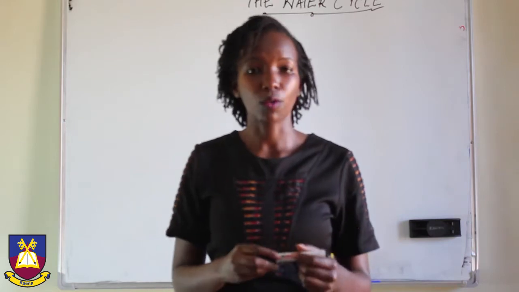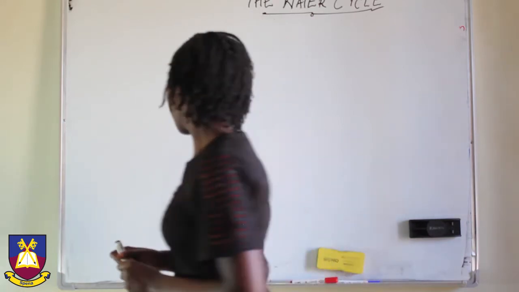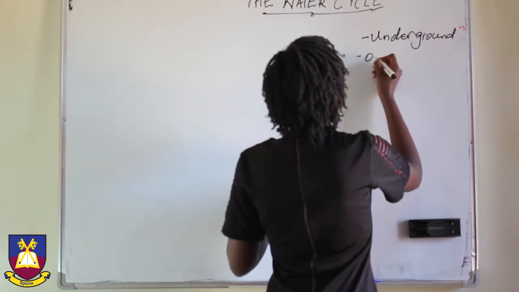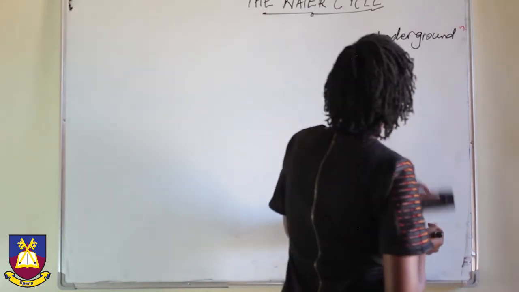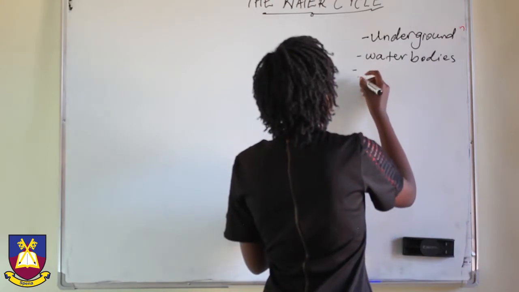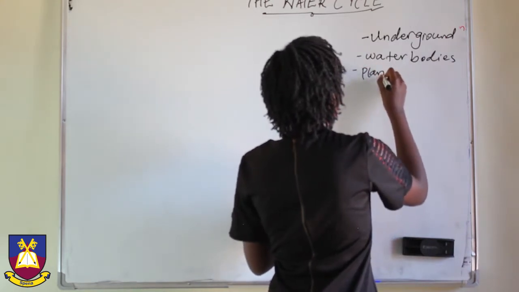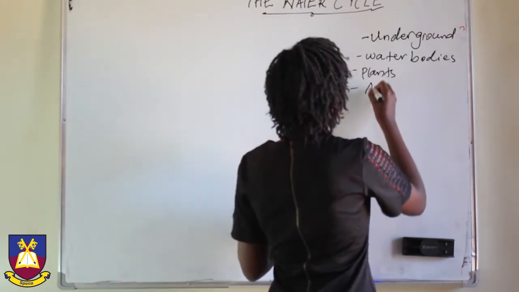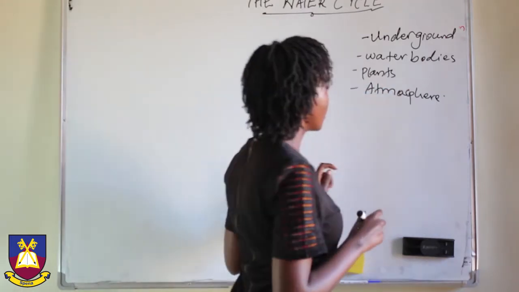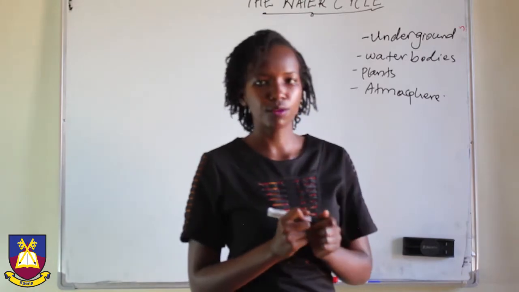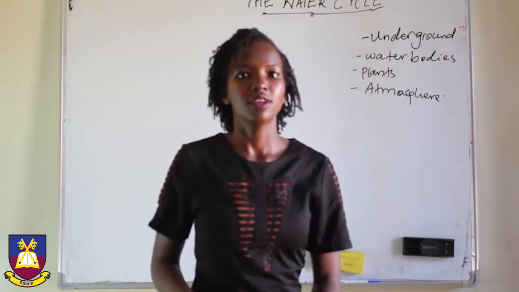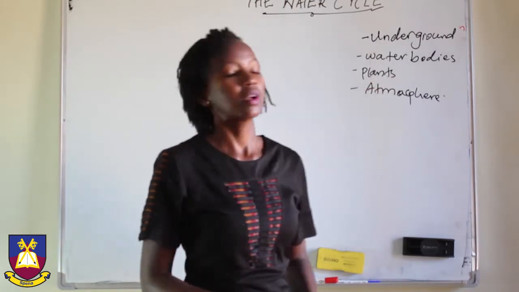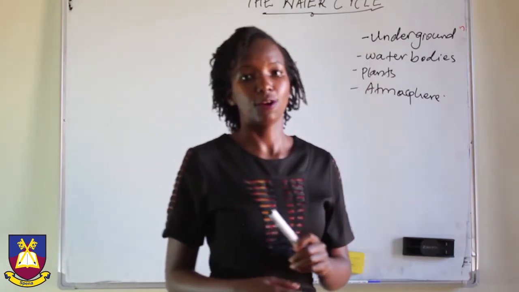So the water cycle involves the underground, and then plants and other organisms and the atmosphere. So how does it move through? It's a cycle. So it keeps finding its way through these four always, at all times.